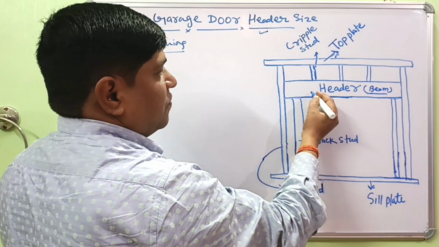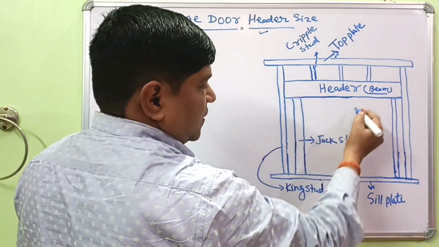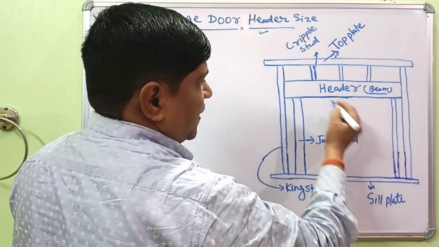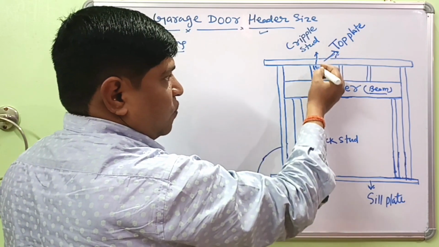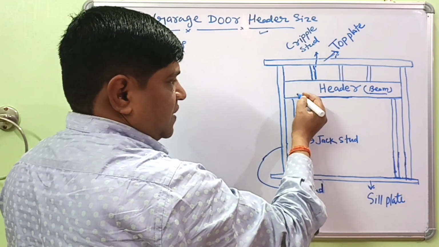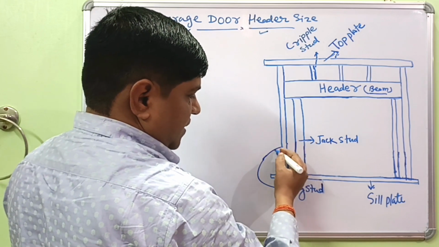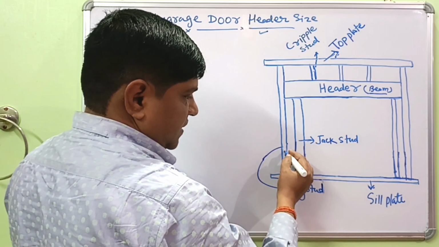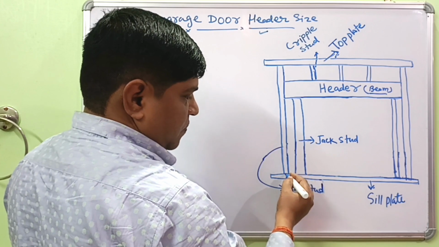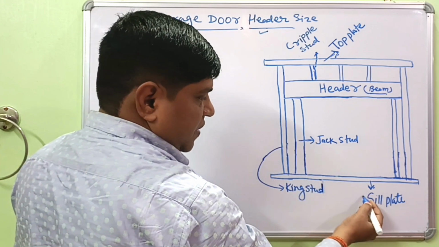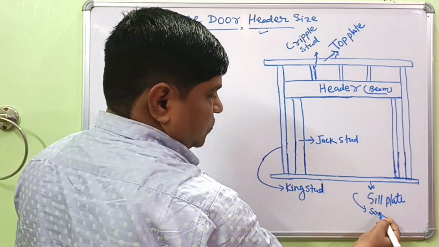And what is the function of the header? The header is placed over the garage door opening, and it collects the load from the structure above and transfers it to the jack stud, and the jack stud finally transfers the load to the king stud. This is the king stud, and the load coming from the king stud goes to the sill plate and finally goes to the soil.